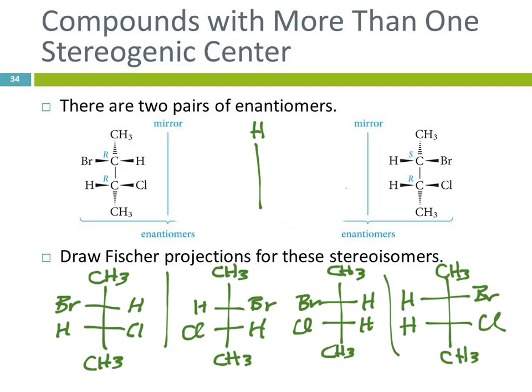Let's keep the bromine the same, just because. So if I keep the bromine the same, and I move the hydrogen up, then this methyl group comes down, and the rest of the molecule ends up being off to the left. So that's this part. This part moved over. Okay, so that's one of them.